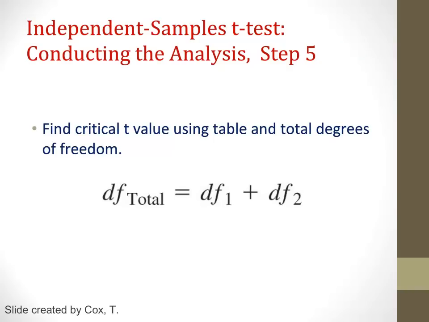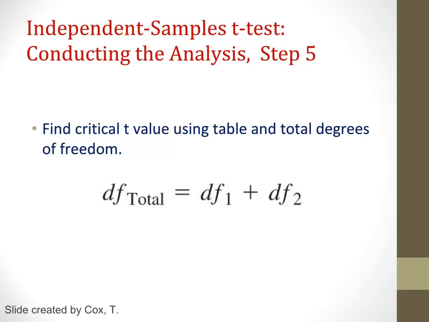Next, it's time to find the critical or cutoff t-value using the t-table. For an independent samples t-test, the degrees of freedom that you should look up on the table is the total degrees of freedom, and this is found by adding the degrees of freedom from both of your groups, df1 plus df2. So going back to our example, remember that df1 was 9, 10 minus 1. We had 10 in our control group. That's 10 minus 1, so 9 plus 9 equals 18. That would be an example of how to find the total degrees of freedom here.